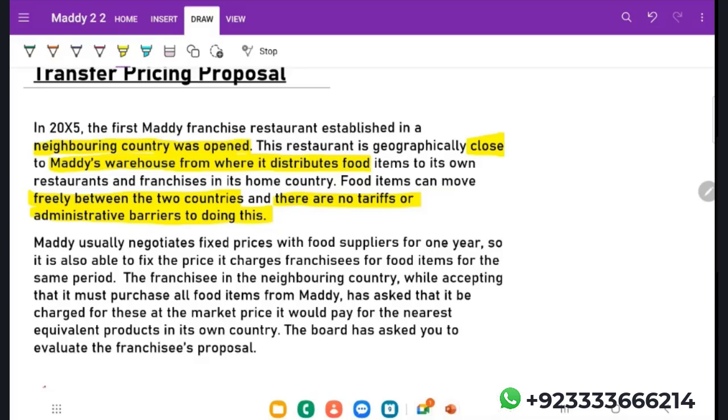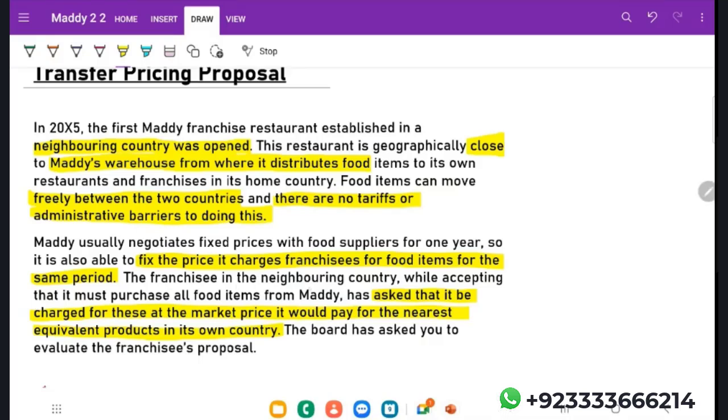Medi usually negotiates fixed prices with food suppliers for 1 year. So it is also able to fix the price it charges to the franchises for food items for the same period. So they charge fixed prices to the franchisees for providing the food items, right? The franchisee in a neighboring country, while accepting that it must purchase all food items from Medi, has asked that it can be charged for these at the market price it would pay for the nearest equivalent product in its own country. Now let's read this again.